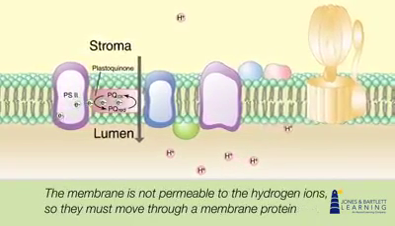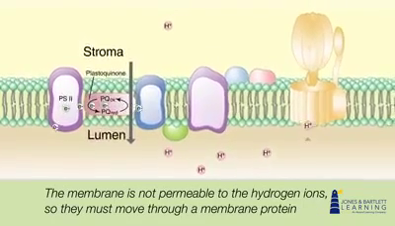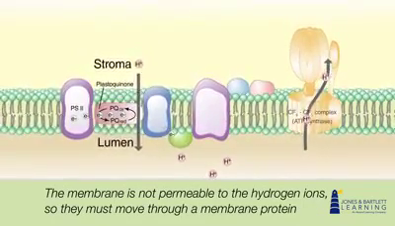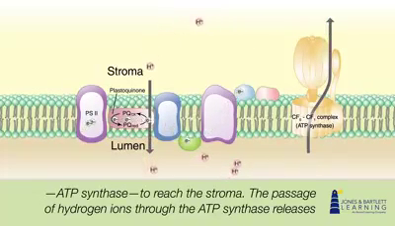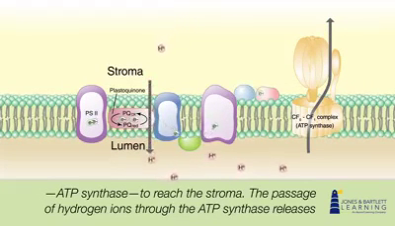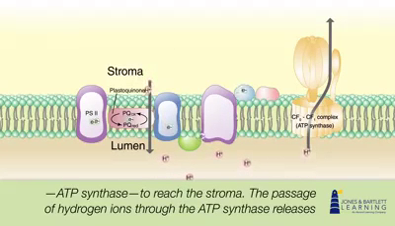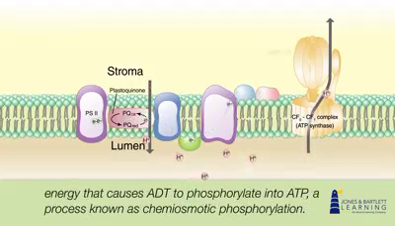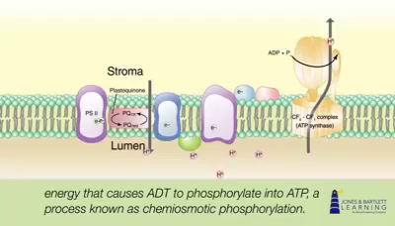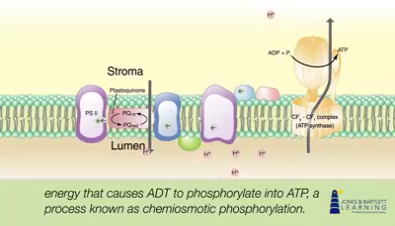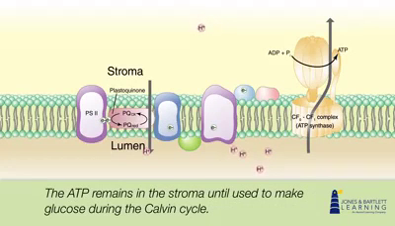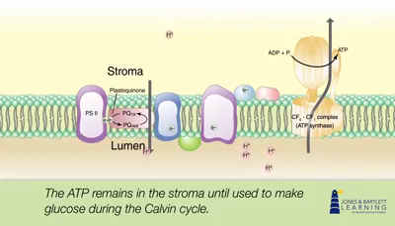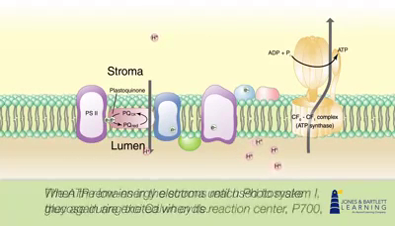The membrane is not permeable to the hydrogen ions, so they must move through a membrane protein, ATP synthase, to reach the stroma. The passage of hydrogen ions through the ATP synthase releases energy that causes ADP to phosphorylate into ATP, a process known as chemiosmotic phosphorylation. The ATP remains in the stroma until used to make glucose during the Calvin cycle.